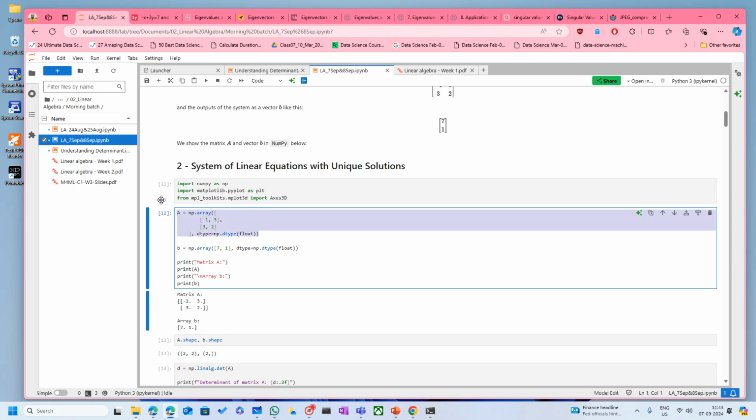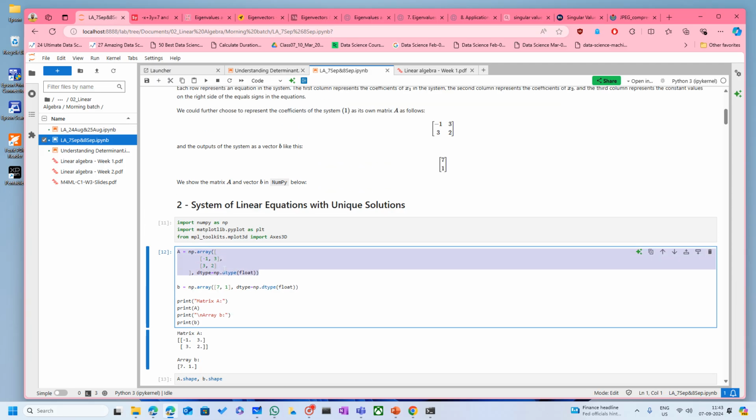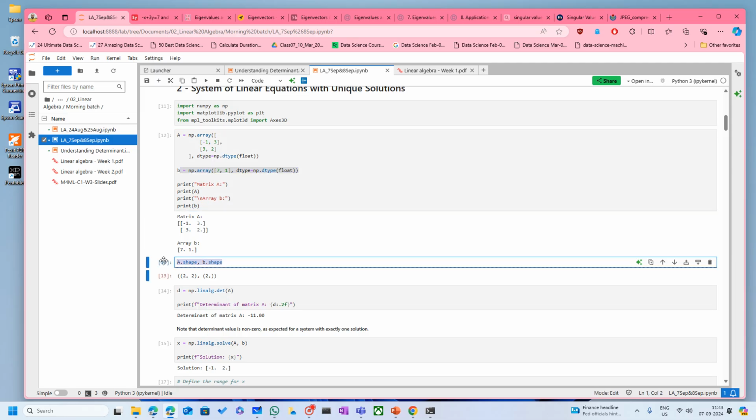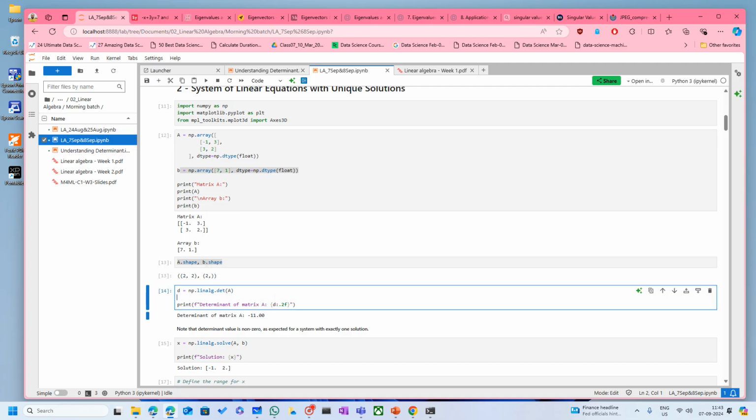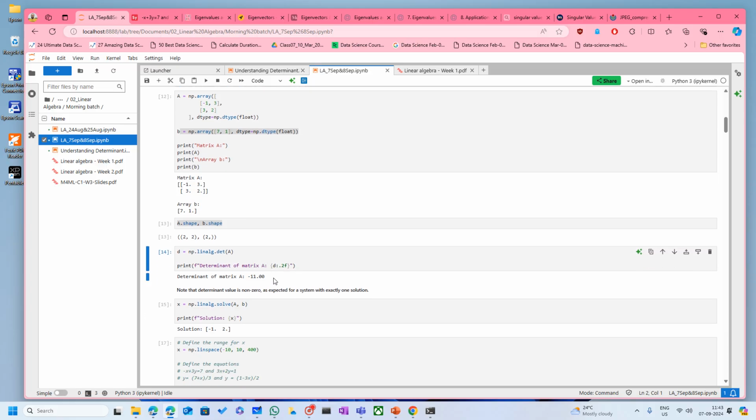Programmatically it's very easy. I've taken the combination of vectors, which is nothing but a matrix. I've taken the matrix, and I have taken the vector here as separate values. I'm printing the shape, and you can see 2 rows, 2 columns. I can immediately calculate the determinant. The determinant turns out to be minus 11, which is non-zero. If it is non-zero, then we say the set of linear equations has only one solution.